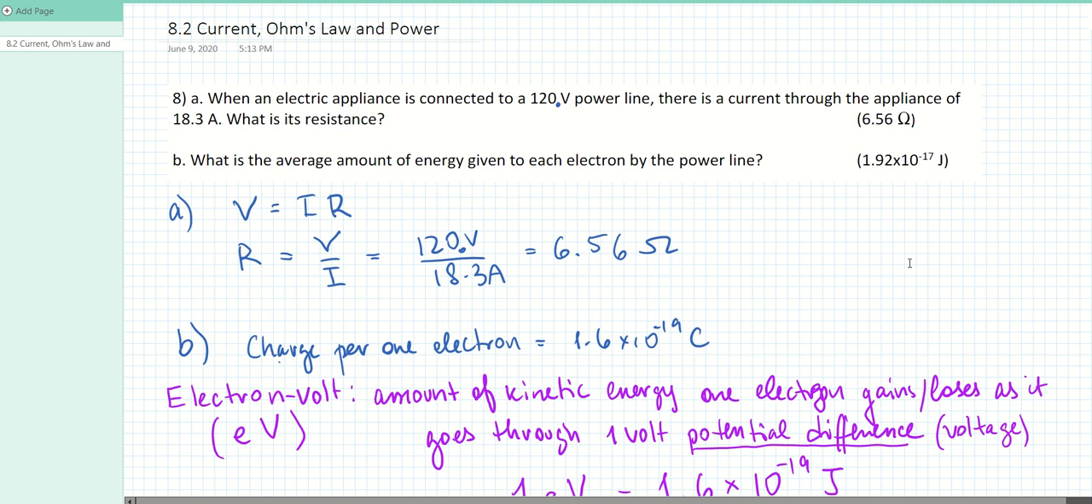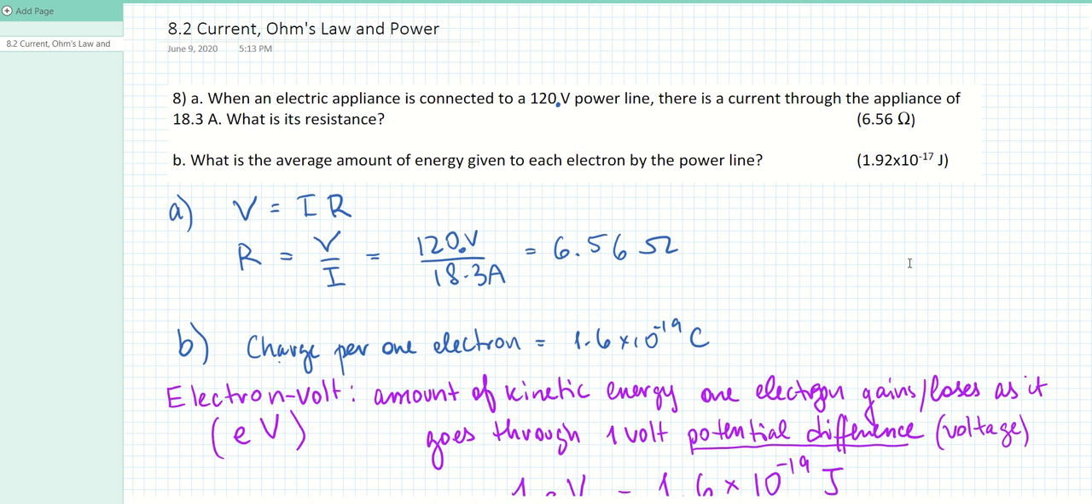So in this video I wanted to go over a couple of homework questions that somebody asked. Again, this is section 8.2, current, Ohm's law, and power. Question number 8 says when an electric appliance is connected to a 120 volt power line, there is a current through the appliance of 18.3 amps. What is its resistance?